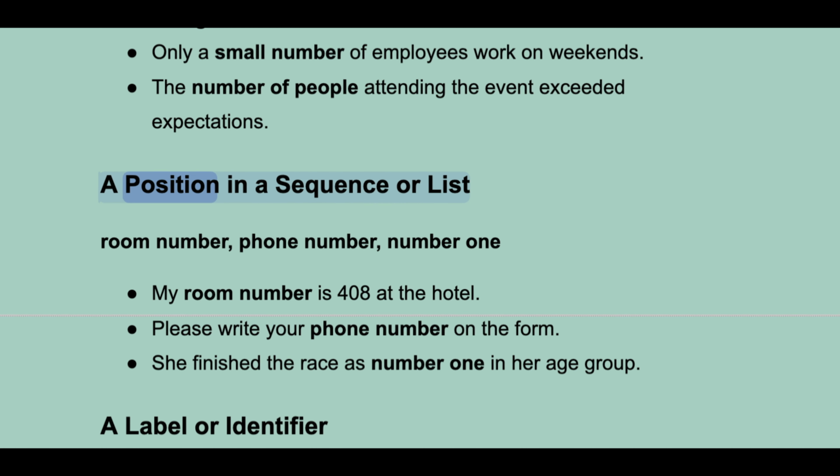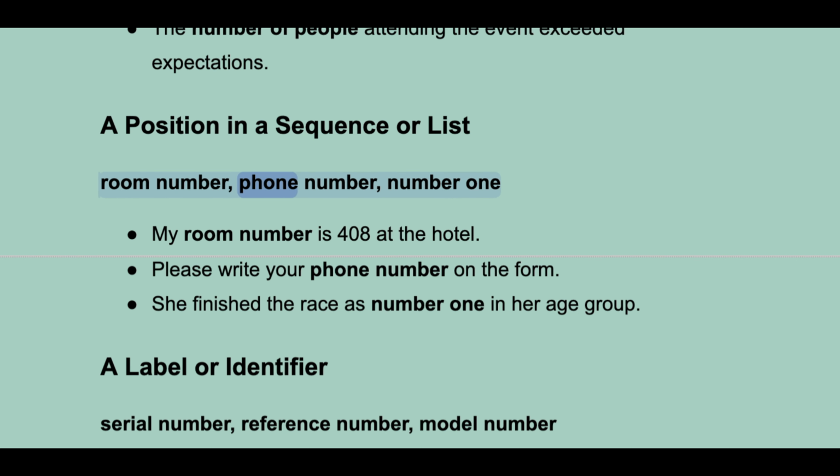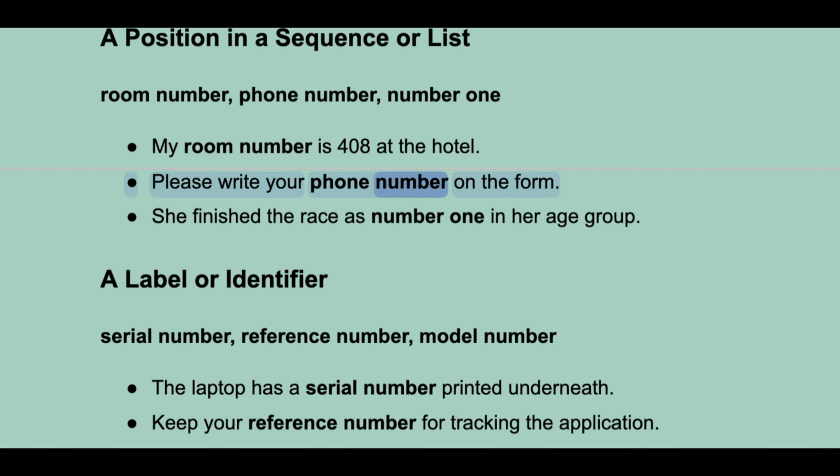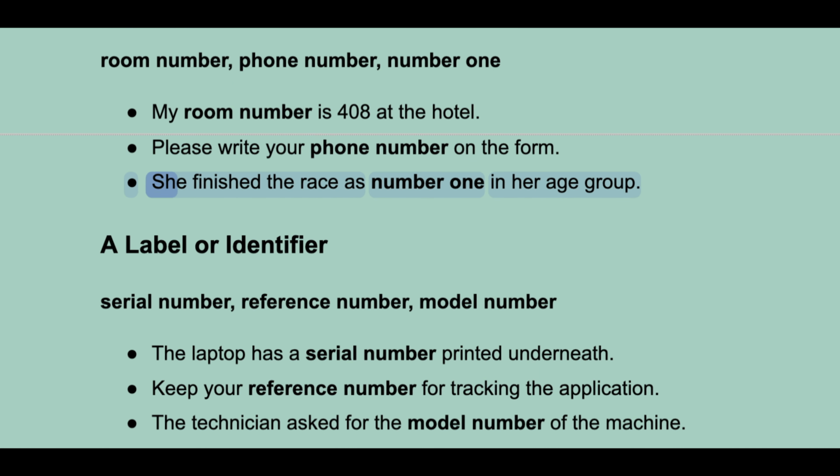A position in a sequence or list: room number, phone number, number 1. My room number is 408 at the hotel. And please write your phone number on the form. She finished the race as number 1 in her age group.